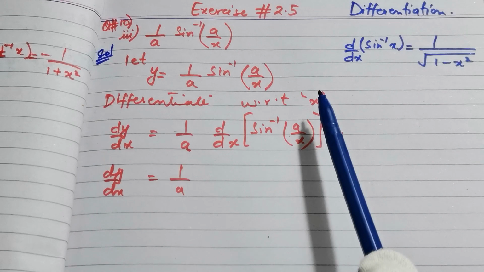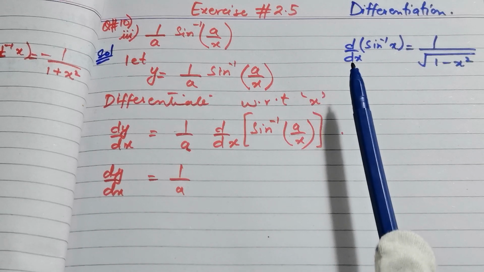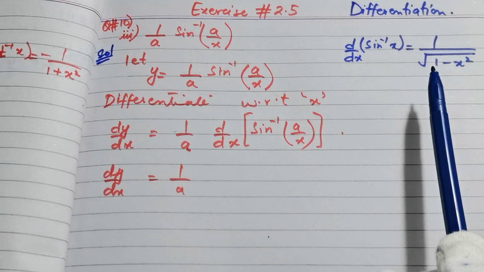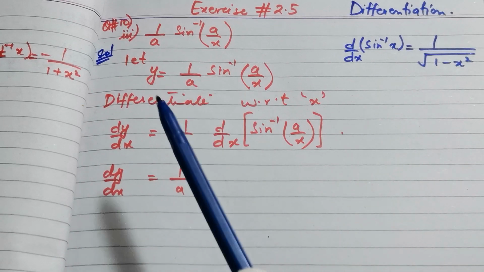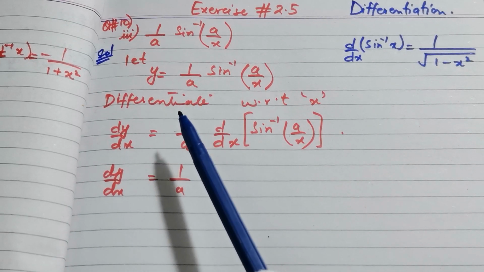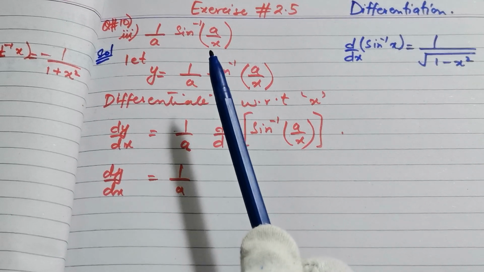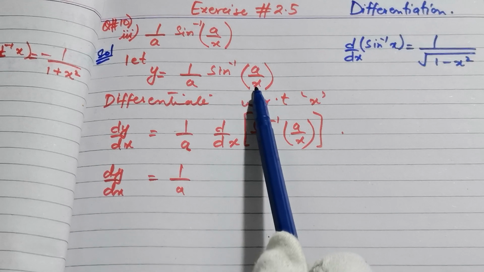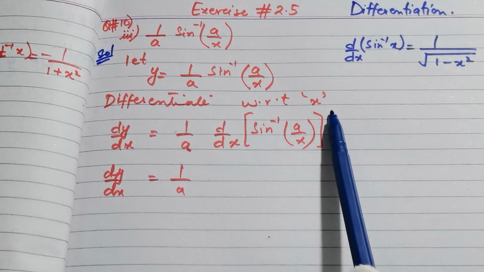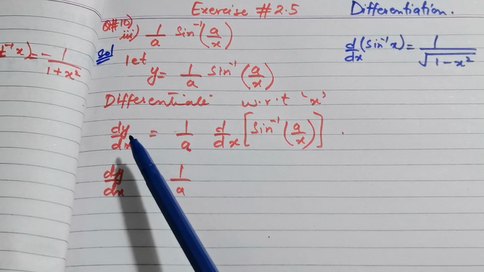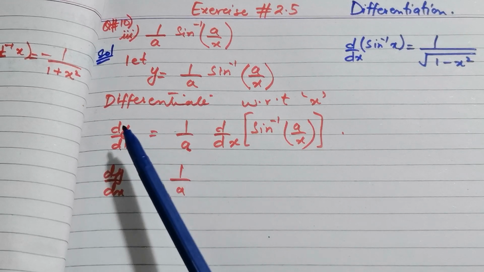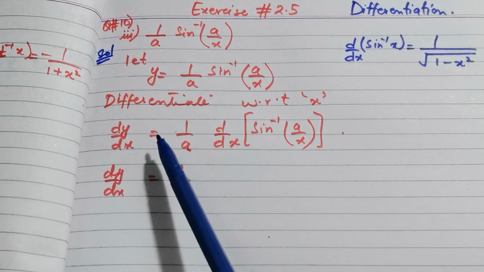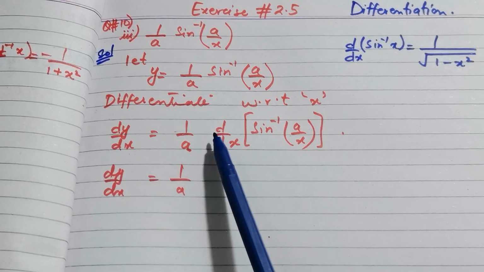Now we can see that the derivative of sine inverse of x is equal to 1 by under root 1 minus x square. Basically we want to find the derivative of sine inverse of x. Here we can see that the variable is x, so we differentiate with respect to x on both sides, so dy by dx, derivative of y with respect to x, d by dx.